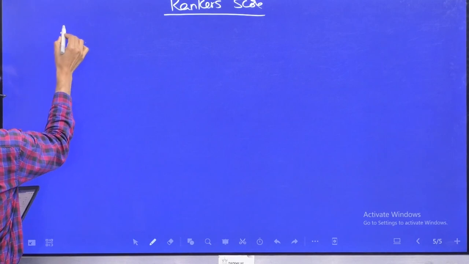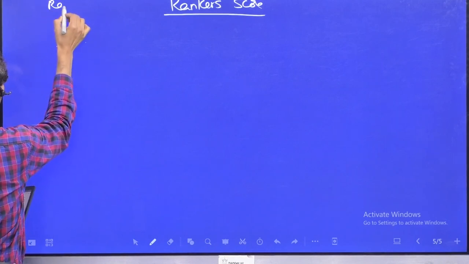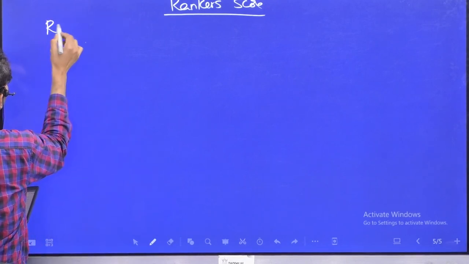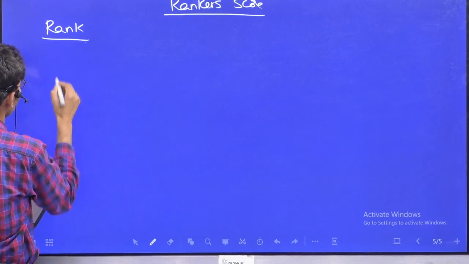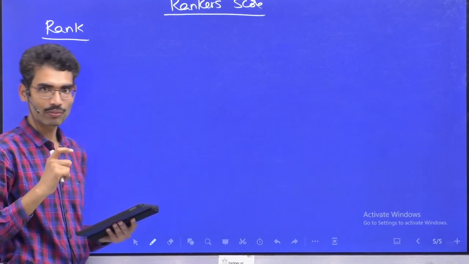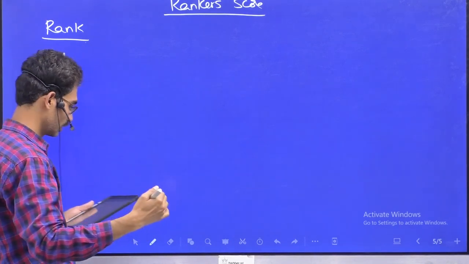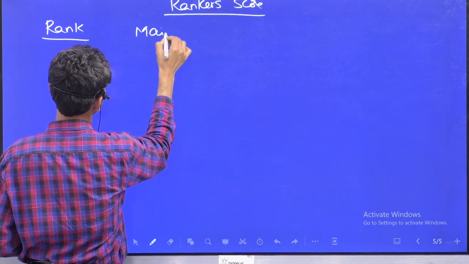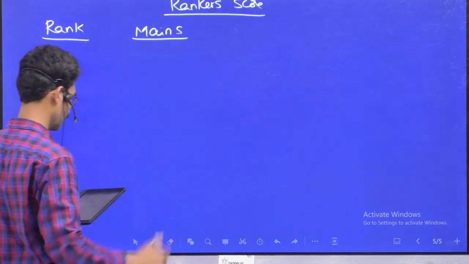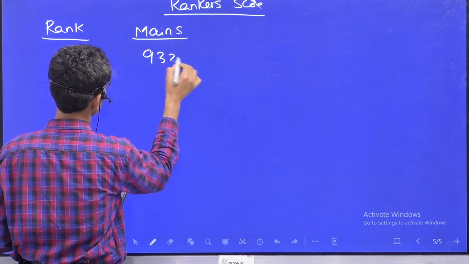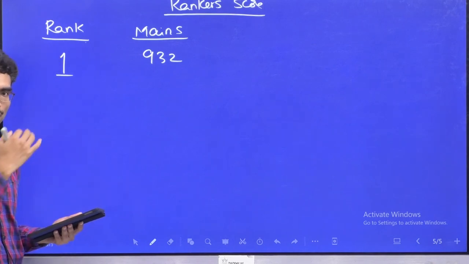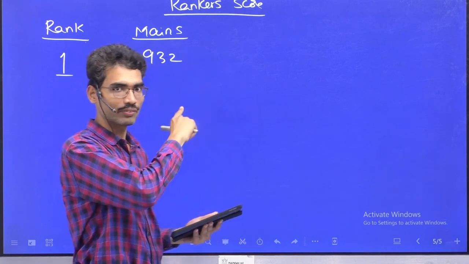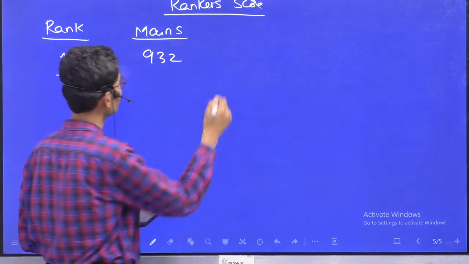First ranker. If I write rank number one, first ranker secured mains 932. This was the score out of 1750. Out of 1750, 932.